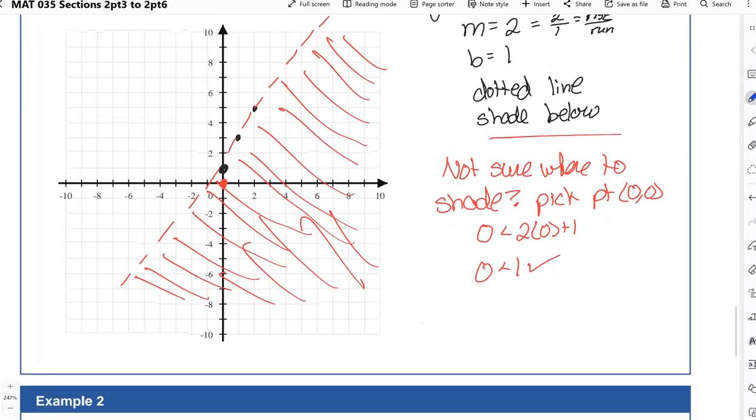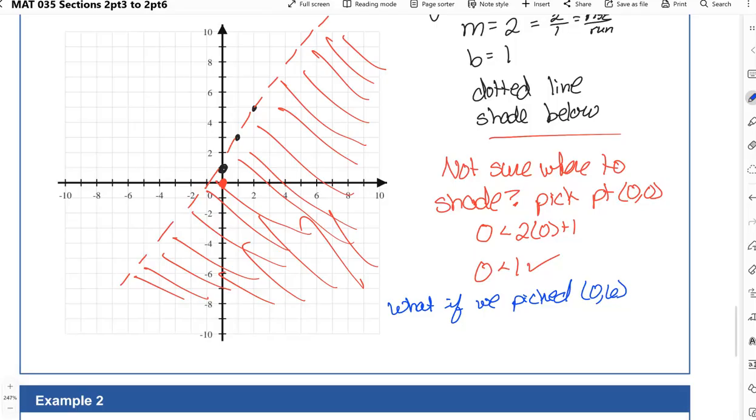So now, what if we would have picked something up here? So what if we picked the point 0, 6? Okay, and I'm going to always try to pick something that's easy to plug in. Zeros are really easy to plug in. So if I can pick something on an x-axis or a y-axis or the origin, that's going to be easiest. I could pick some random point over here. I'm going to get the same outcome here in quadrant 3, like at the point -8, 7, that I would on the y-axis at 0, 6. Okay, because it lies in the same region.